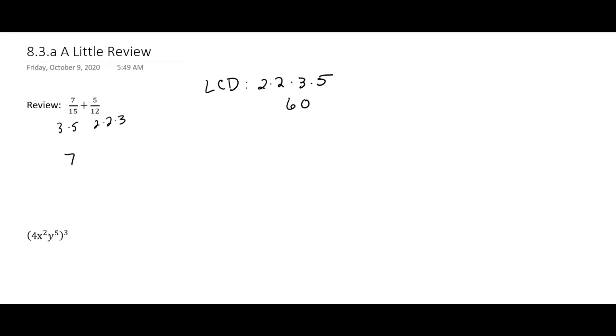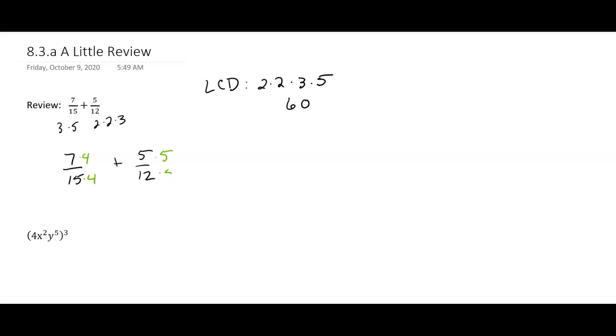So I need them to both be 60. So I have 7 over 15. So I'm going to have to multiply that by 4. And then I'm adding 5 over 12. So I'm going to have to multiply that one by 5.